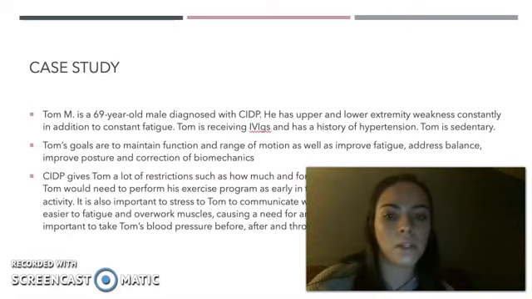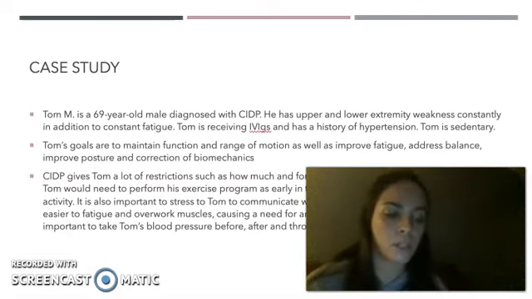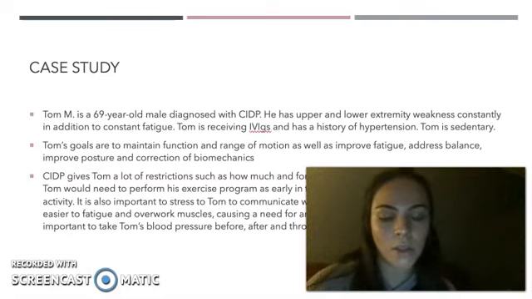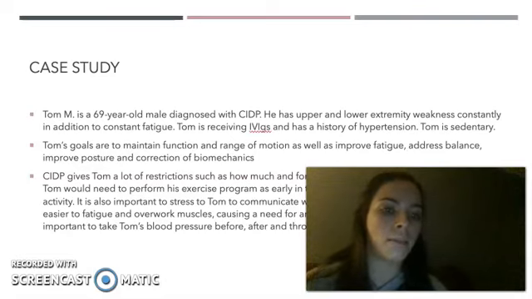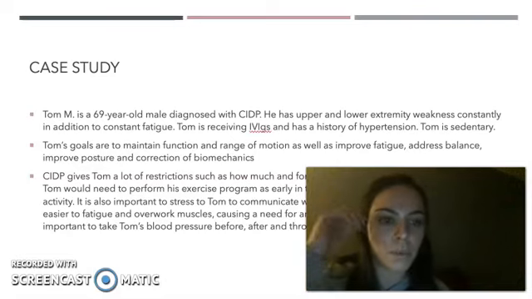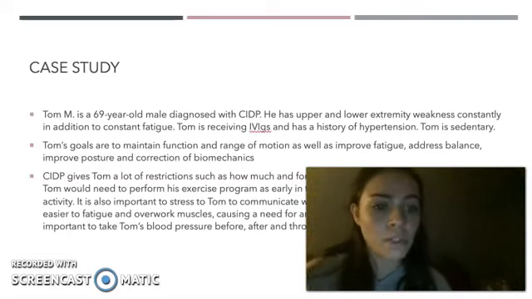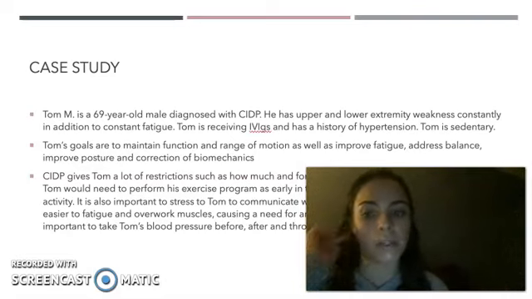With CIDP, it is easier to fatigue and overwork muscles, causing a need for an even longer recovery time, which can hurt the potential of improvement. It is also important to take Tom's blood pressure before, after, and throughout the exercise program because of his history of hypertension. I wanted to talk to him about communicating because people with CIDP very commonly push themselves, and this can be damaging to your program in its entirety.